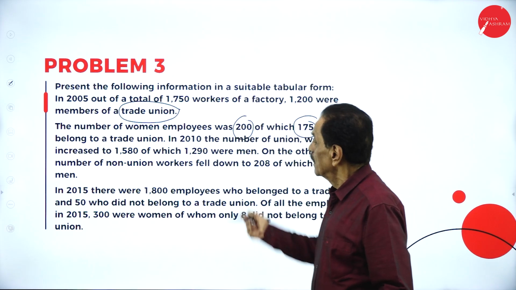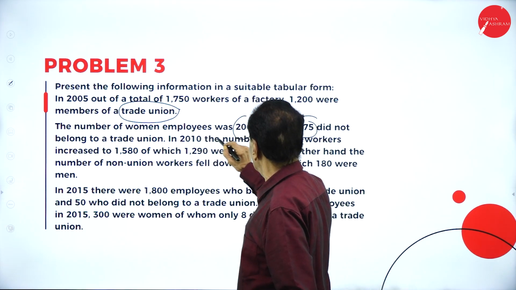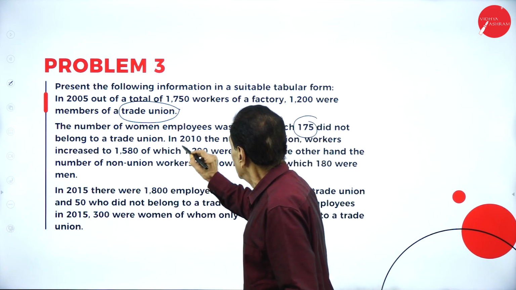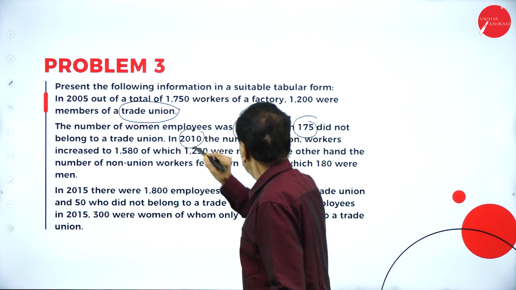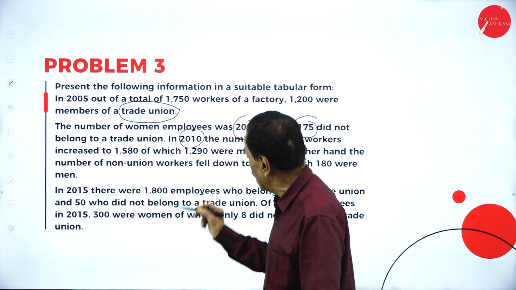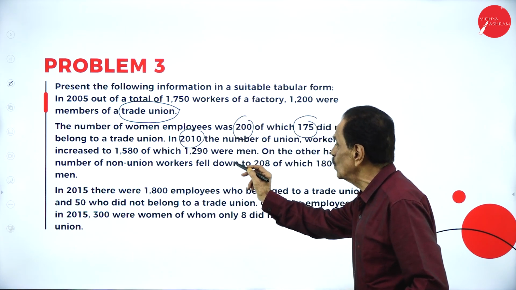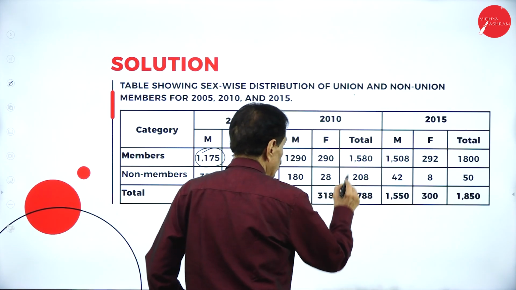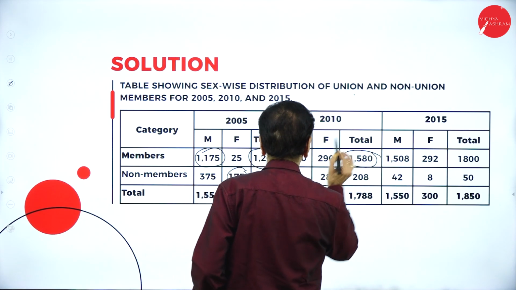Then the number of women employees was 200, of which 175 do not belong to the trade union. In 2010, the number of union workers increased to 1,580, of which 1,290 were men. Come back here. It has been increased to 1,580.